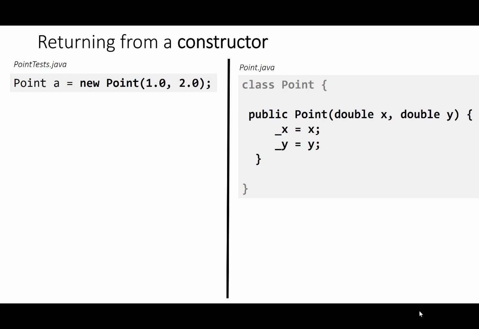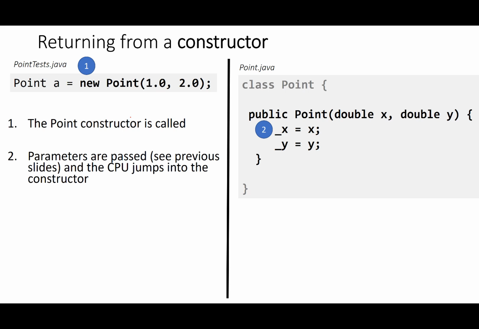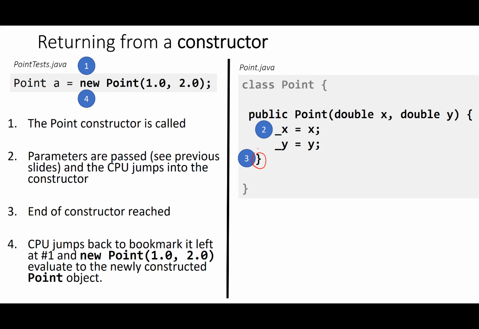So consider the following code. Here, like we've been seeing, we're constructing a new point, and our point class is on the right, or at least a piece of it, the piece that contains the constructor. So 1, the point constructor is called, a bookmark is left at this point, we know we're going to come back here. 2, parameters are passed, and the CPU jumps into the constructor. So here we know that x and y parameters are assigned 1.0 and 2.0, and so 1.0 and 2.0 will be stored in the x and y fields. 3, we reach the end of the constructor, and this is where return happens from the constructor. We return back to the place where we came, back to where we left that bookmark.